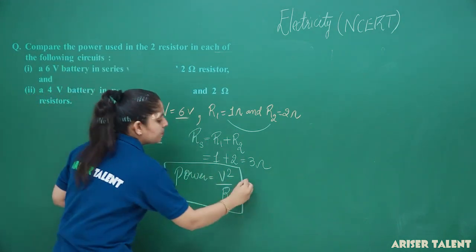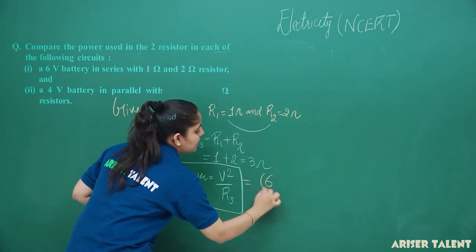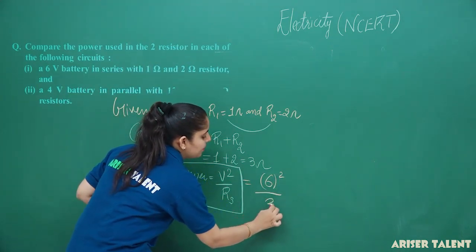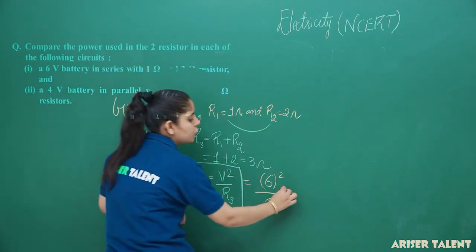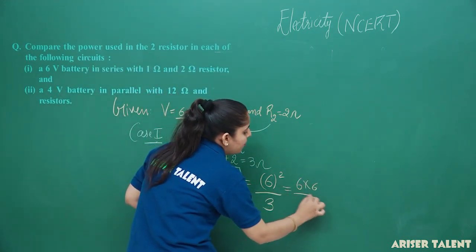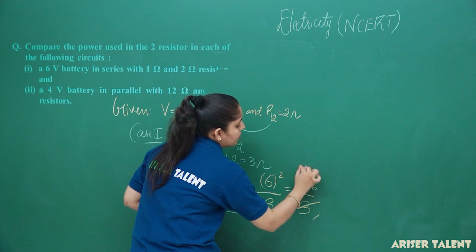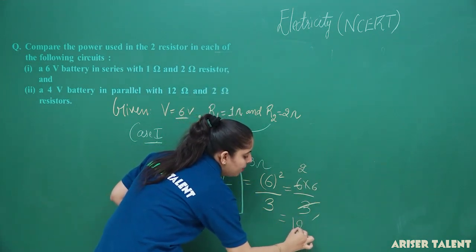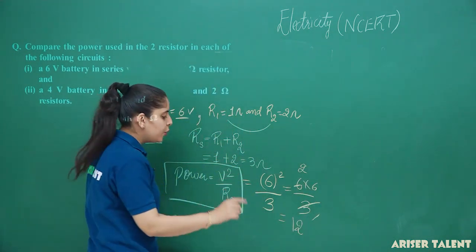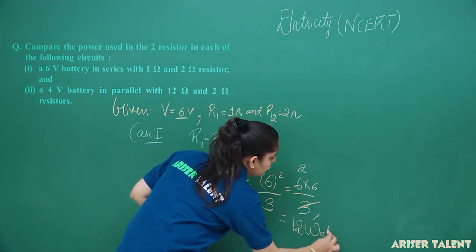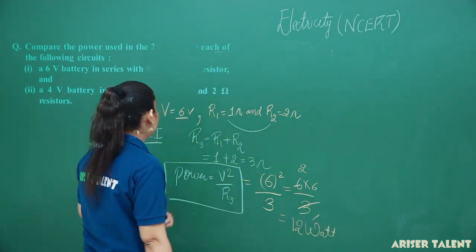V is 6, so it must be 6 square and it must be 3 ohm. So 6 into 6 upon 3 came out to be 12, and what is the unit of power here? The unit of power here will be watt. So this is our case 1.